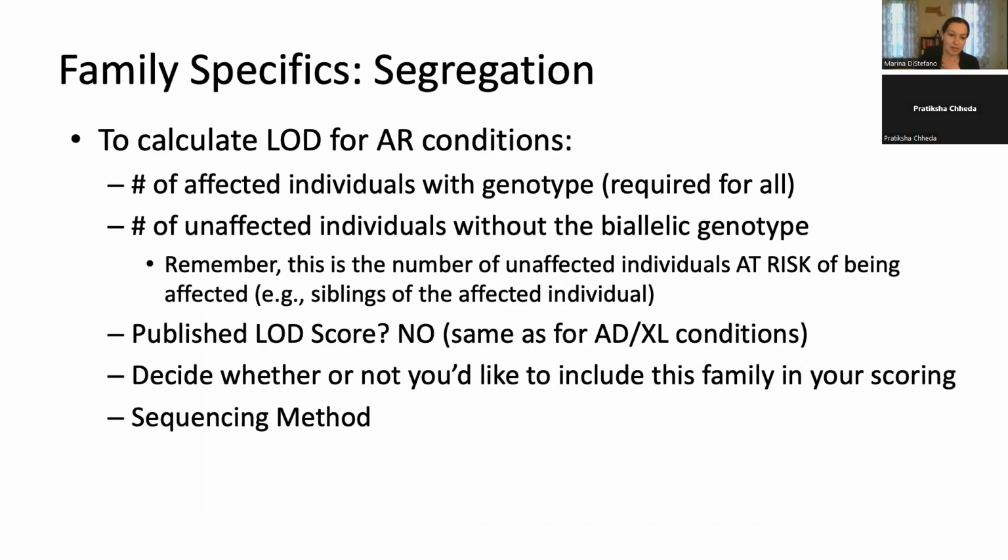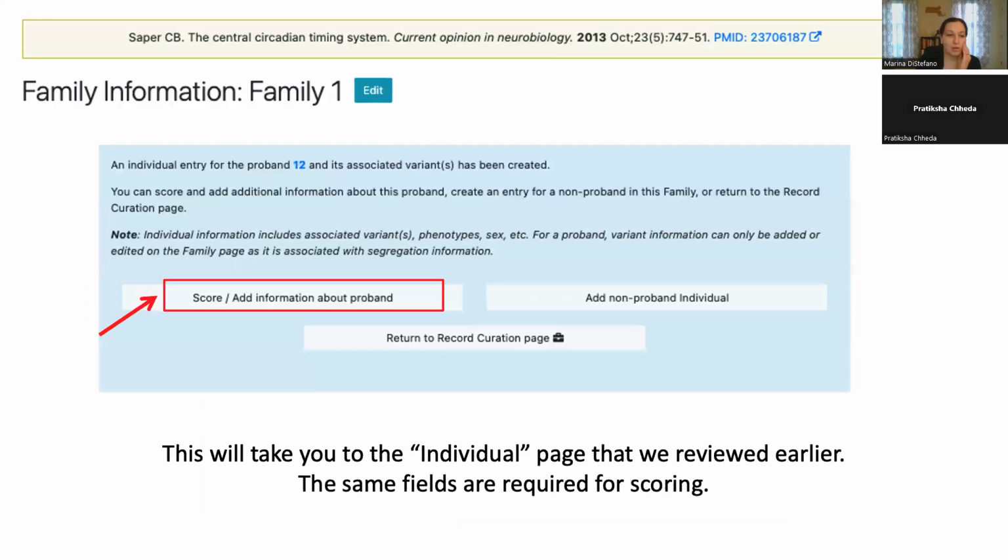For autosomal recessive conditions, you have the same pieces of information that I just walked through. Okay, so once you've added that segregation information for a family, then you would be prompted to score or add information about a proband to be able to score the proband, and that will take you to the individual page that we just reviewed earlier. The same fields are required for scoring. So it's just starting at a higher level with the family to be able to add segregation, and then you would add the proband the same way you would with a singleton.